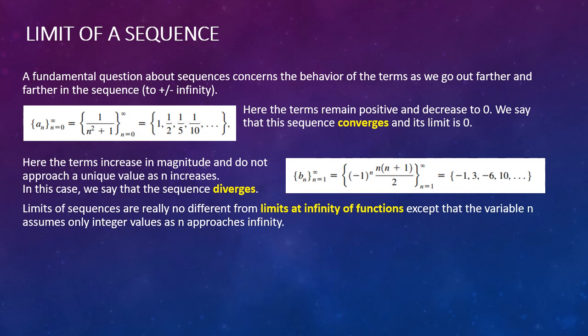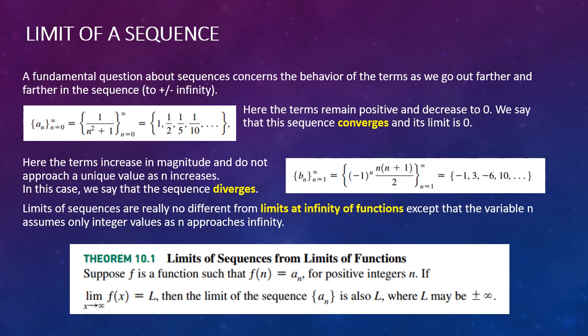Limits of sequences are really no different from limits at infinity of functions, except that the variable n assumes only integer values, not values between them like we normally saw with limits at infinity. And that leads us to the limits of sequences from limits of functions. Suppose f is a function such that f of n equals a sub n for positive integers n.